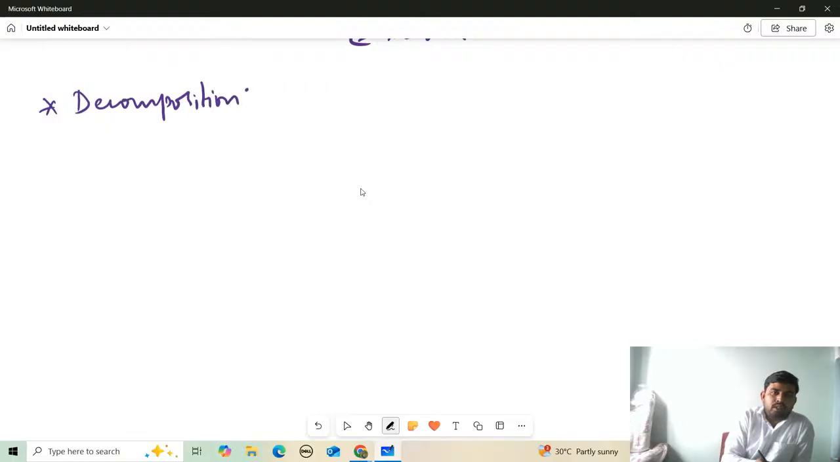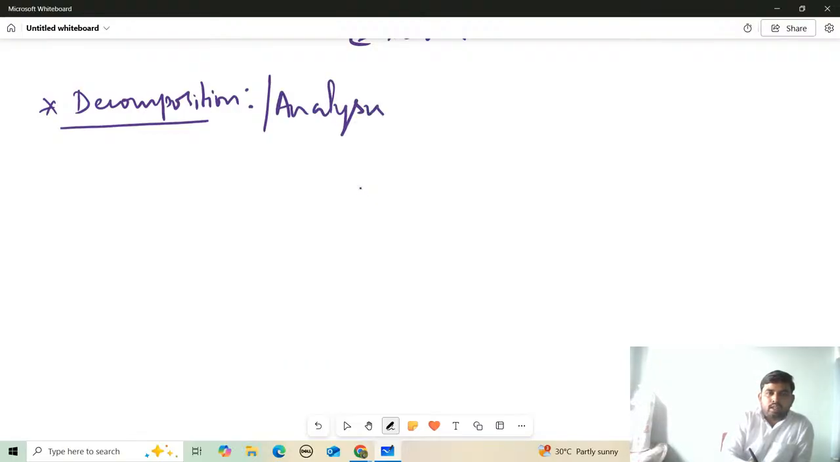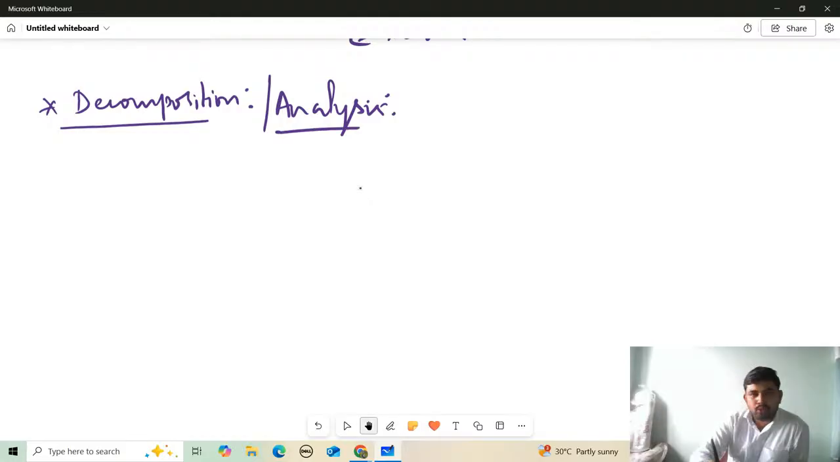Decomposition reaction. Decomposition reaction is also called analysis reaction. कंपाउंड को ब्रेक करने के बाद एनालाइज करते हैं कि कंपाउंड में क्या है, उसके लिए इस रिएक्शन को एनालिसिस रिएक्शन भी कहा जाता है.